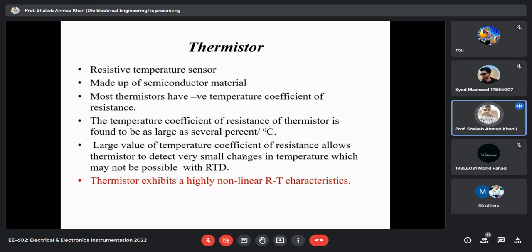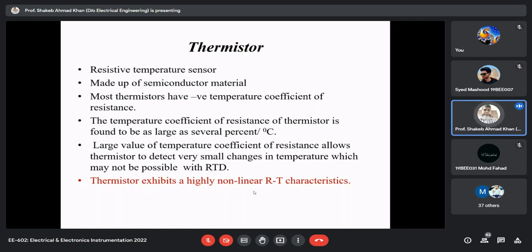And when a not very sensitive temperature detector is required, then we go for the RTD. But in any case, even if there is a large change in temperature, you have a choice of RTD or thermistor. But the thermistor has one very severe limitation compared with the RTD, and that's why its use is limited. The thermistor exhibits a very highly nonlinear RT characteristic.